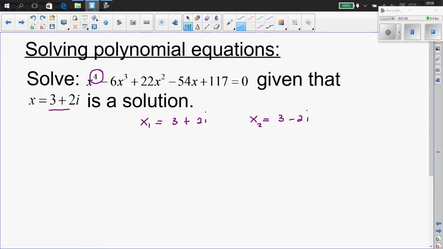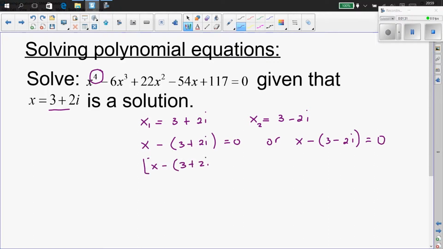Right, so I'm going to write each solution as a factor. So I go x minus 3 plus 2i equals 0, or x minus 3 minus 2i equals 0. So if each factor equals 0, I'm now going to multiply the two factors together. So I have x minus 3 plus 2i multiplied by x minus 3 minus 2i must equal 0.